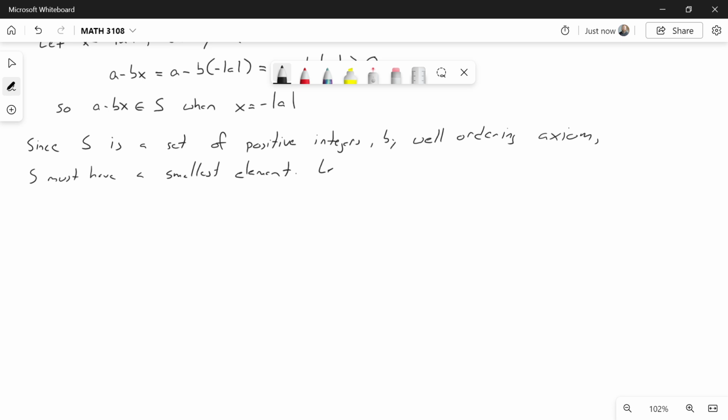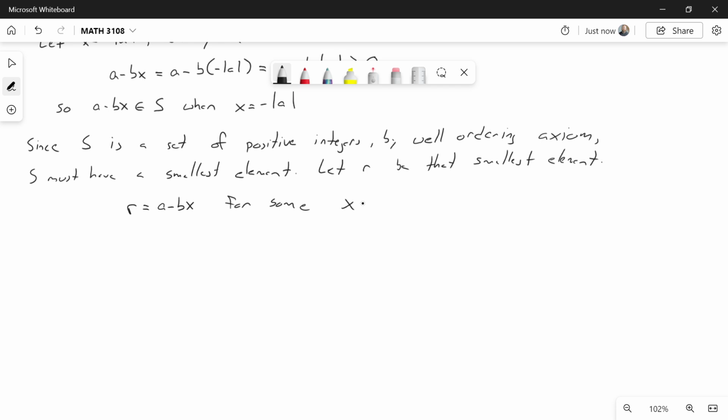So let's let R be that smallest element. Remember, S is made up of all these remainders. All of these remainders are positive, and we're going to pick the smallest one, and we're going to call that R. So R is equal to this A minus BX for some X. We know that X has to exist because, again, R wouldn't be in there if the X didn't exist.